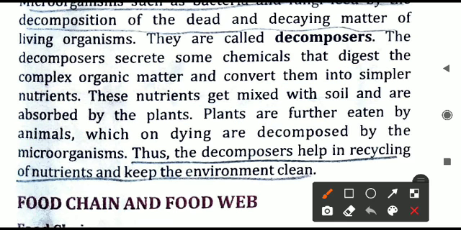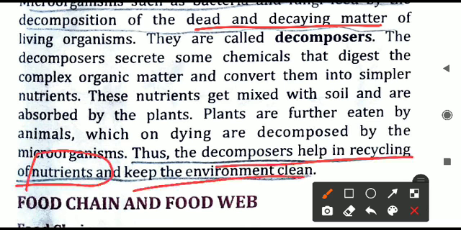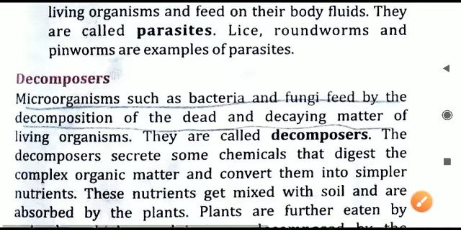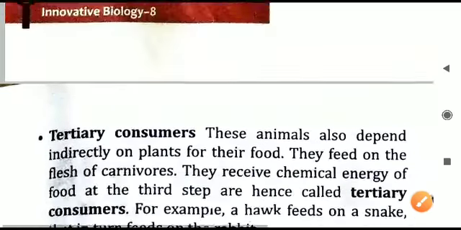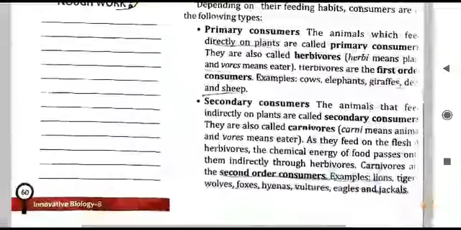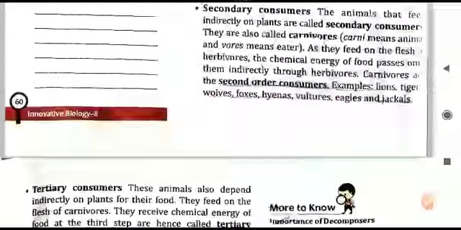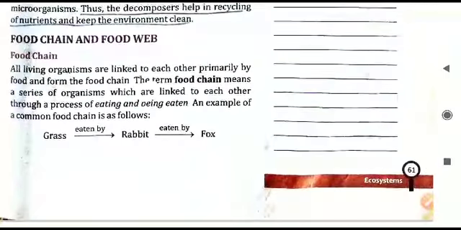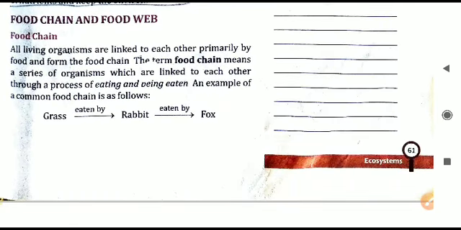So ultimately what the decomposers are doing, they are decomposing the dead and decaying matter, that is the dead plant and the dead animal's body is being decomposed. That is why they are helping in recycling of the nutrients and keeping the environment clean. So that is all we have studied till here regarding the various kinds of the abiotic factors, and we have also classified the various organisms. Next video will be about the food chain and the food web.